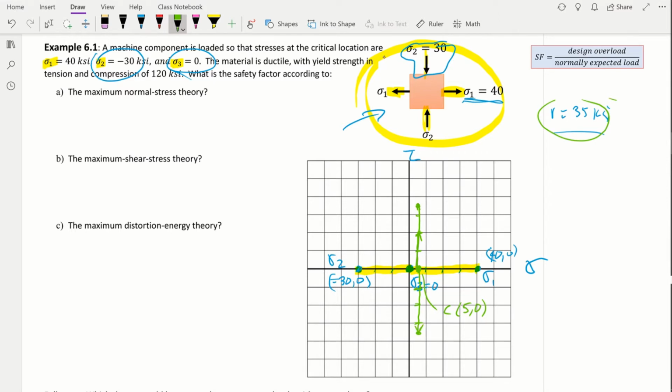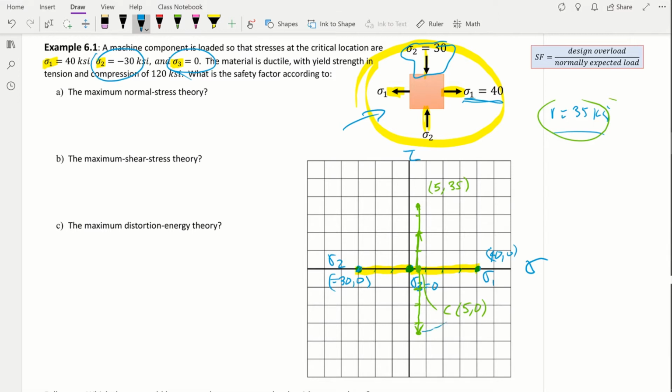Again, what is this point over here? This is at 5. X value, or your sigma, is 5, and the tau is 35. That's a point up on top. So now I can use this one to go ahead and complete this big Mohr circle. Let me see how well I can draw this on the screen.